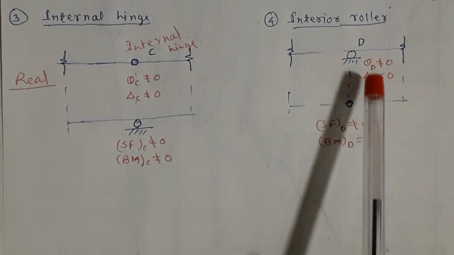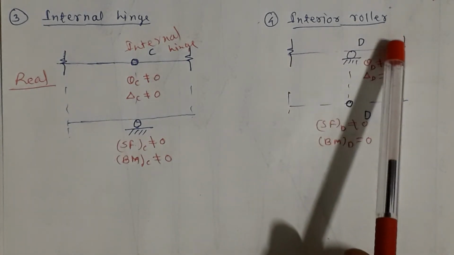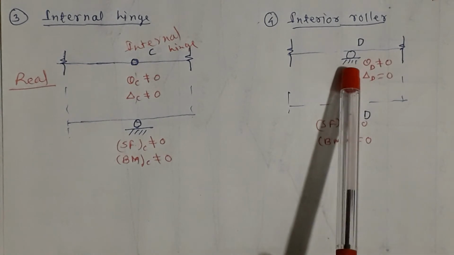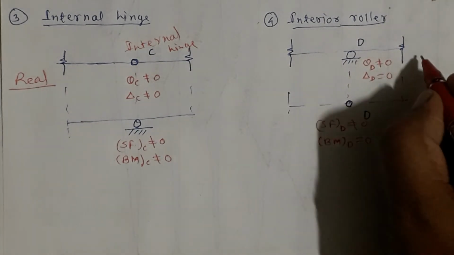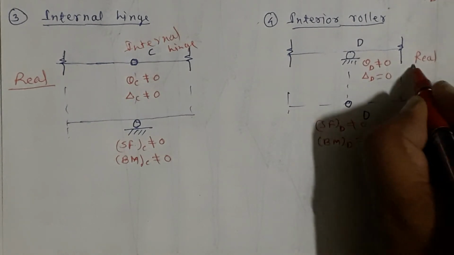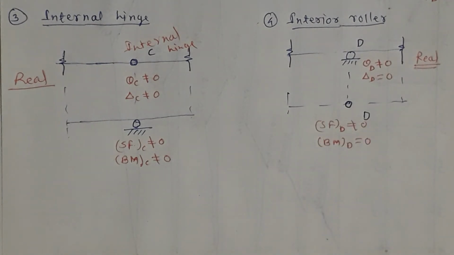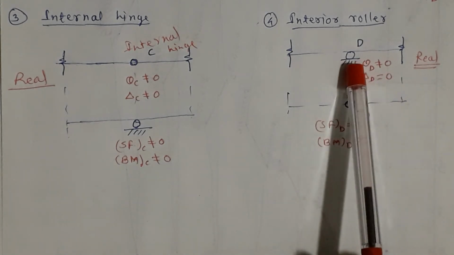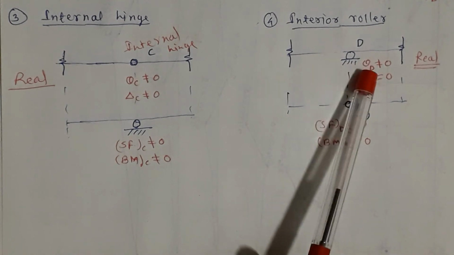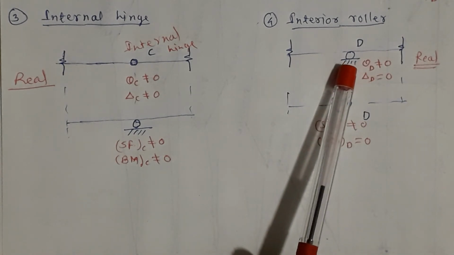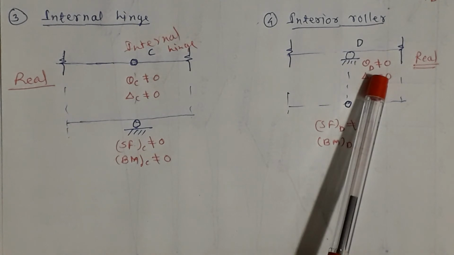Now let us go to the fourth example, that is interior roller. Let D be the interior roller support, and this one is the real beam. I want to draw the conjugate beam, and accordingly I will have to change the supports. Now here in case of interior roller, we know that the slope at D is not equal to 0.